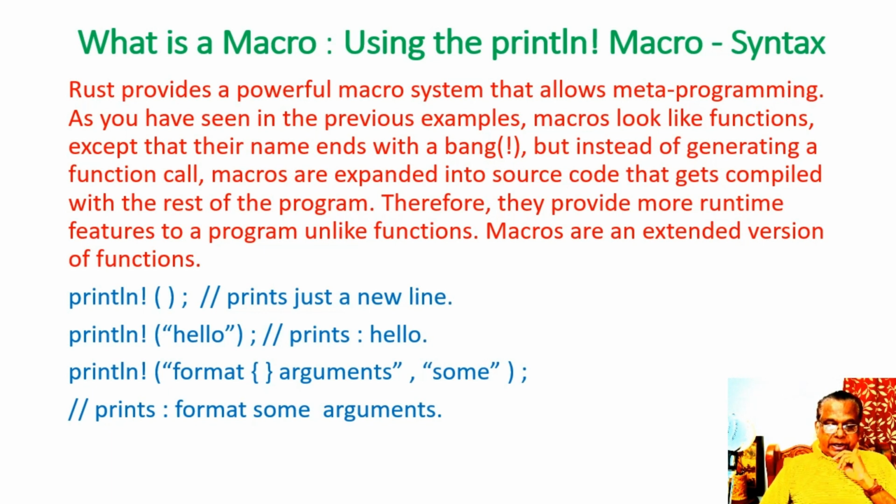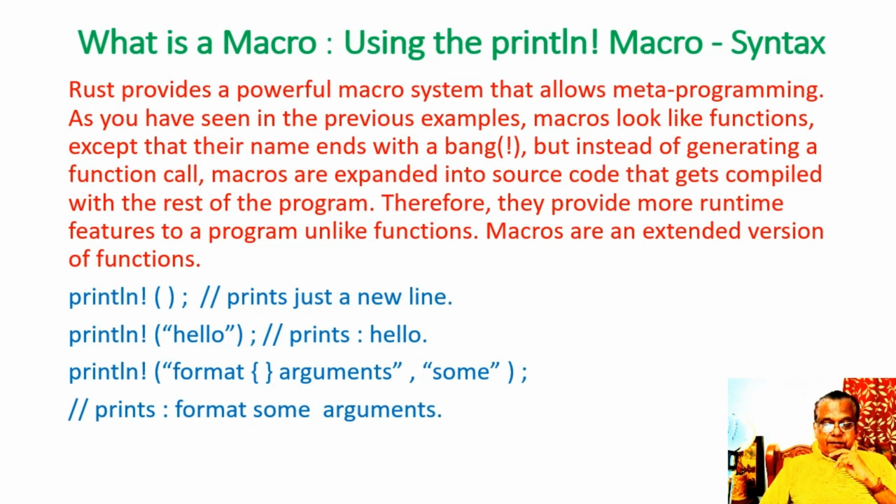Next, println macro in bracket within double quote. Format. See, after that a pair of braces, a pair of curly brackets. After that arguments. Look, so format arguments. In between there is a pair of curly brackets. That much is within double quote, comma, then another string, sum. That's also within double quote. Close the bracket, semicolon. Fine. This will print, see, prints format sum arguments. That means within that curly brackets, this sum has been replaced.